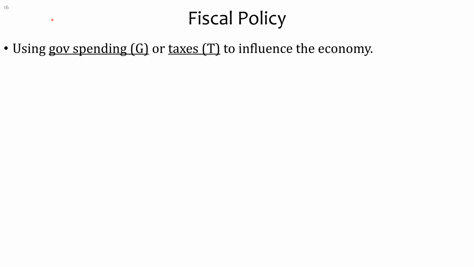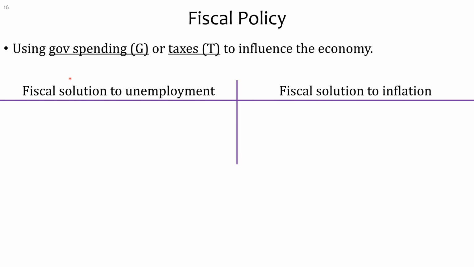There are two main tools in fiscal policy: government spending and taxation. And there are two main goals. One of them is to get rid of unemployment. The other one is inflation. So those are the two evils that we have.